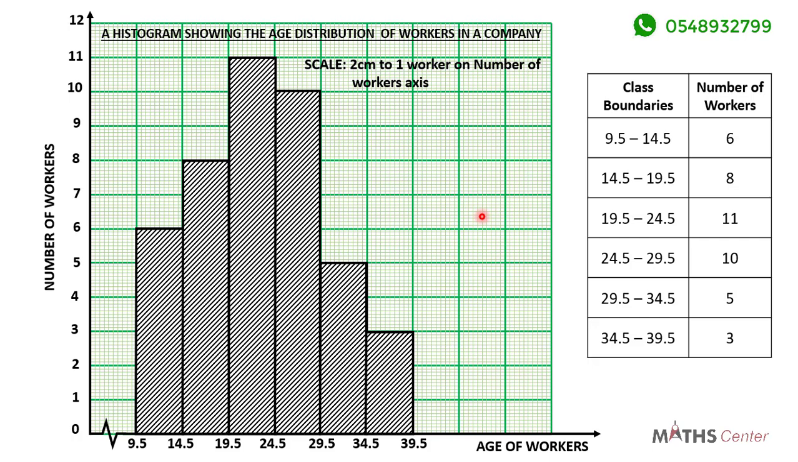When you are given a grouped data and you are asked to draw a histogram for the data, you have to choose which one to use, whether you are going to use the class midpoint or the class boundaries on the horizontal axis. And any one of them that you decide to use, you are going to end up having the same histogram. The only difference will be the numbering on the horizontal axis.